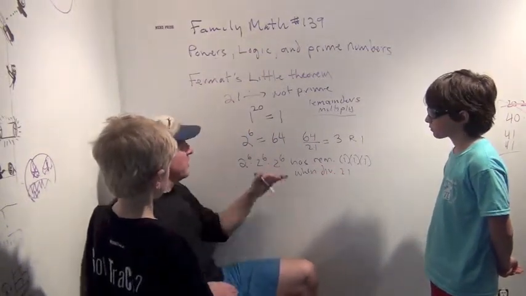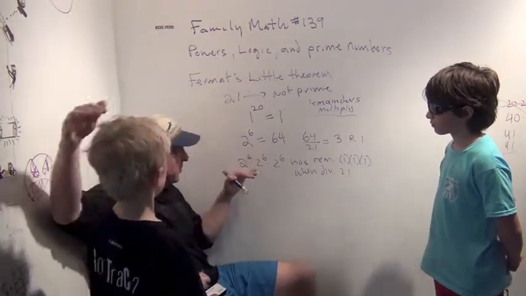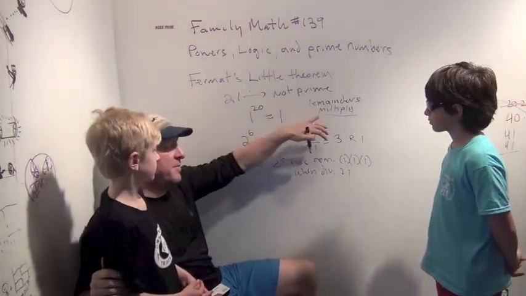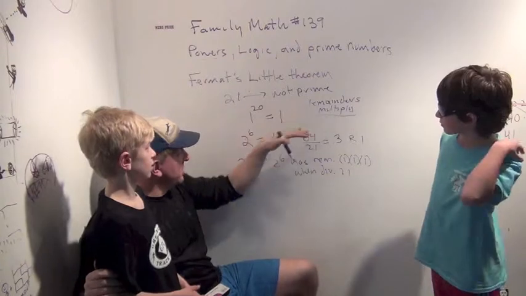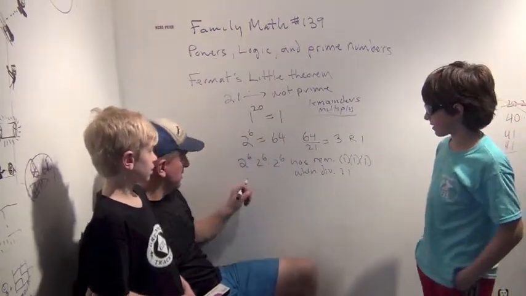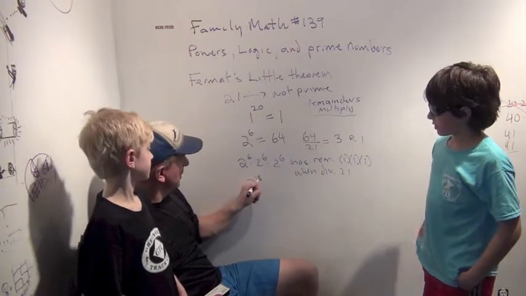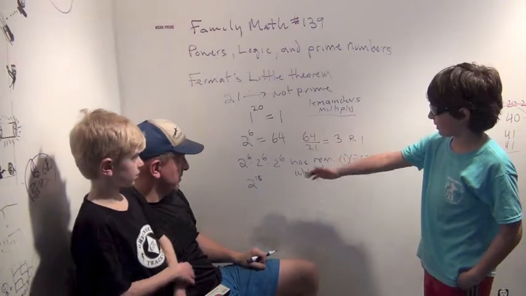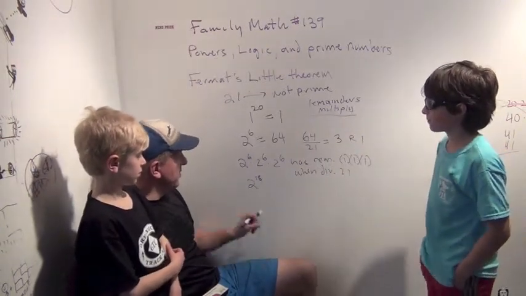Now this is a really helpful thing. We don't have to multiply 64 times 64 times 64, because I've told you that the remainders multiply. So what is 2 to the 6th times 2 to the 6th times 2 to the 6th? 2 to the 18th. How did you figure that out? Because when you have numbers multiplying with powers, the powers just add. So 2 to the 18th.